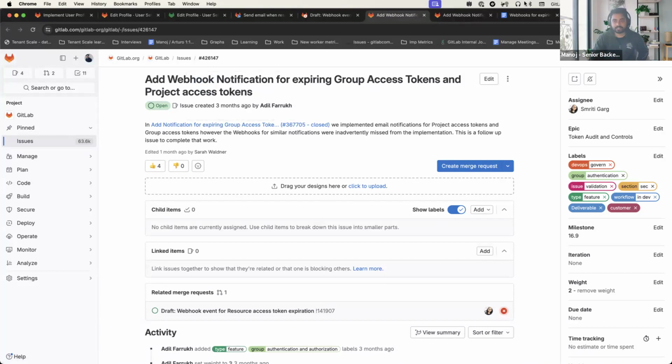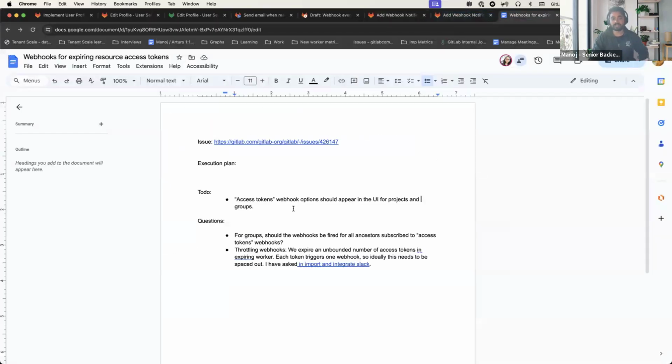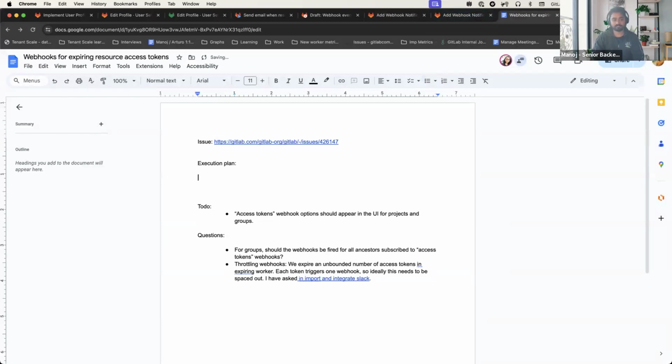So my plan was to write out a simple execution plan and then go and address your MR and see where the gaps are and what we should do about it. There are also a few questions that we should think about, which are not there in other webhooks. So can we start here? Is that okay? Yes, we can start it.